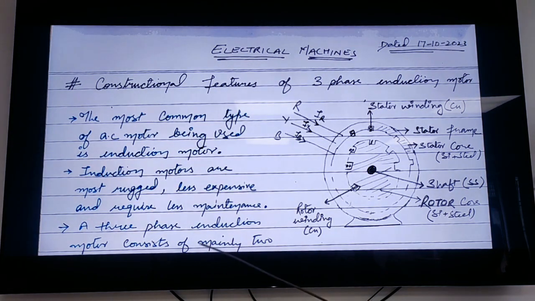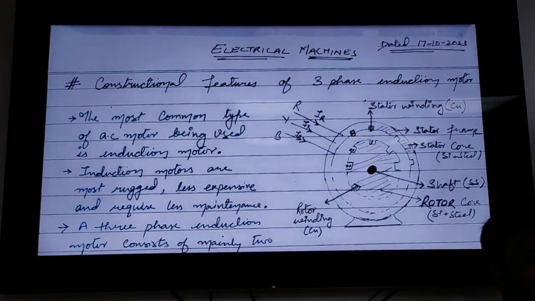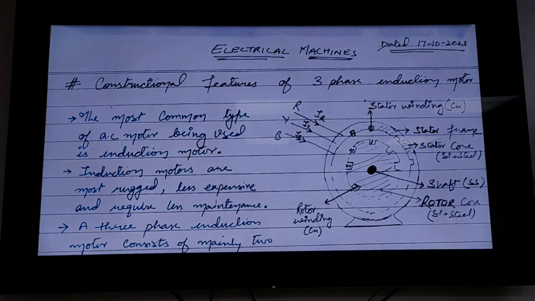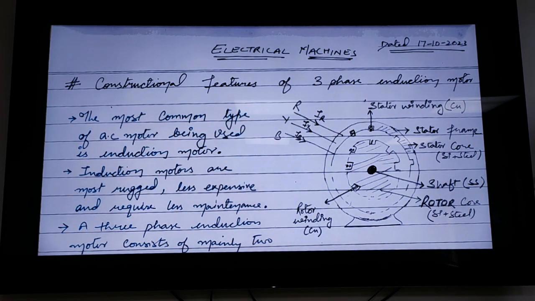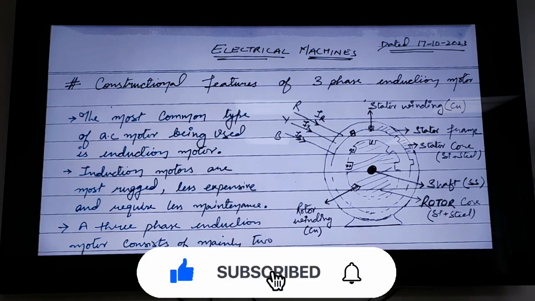A three-phase induction motor mainly consists of two parts. One is the stator and another is the rotor. Before going ahead, I will show you those parts on this particular diagram itself. Just mention it on the diagram. Now, the very first thing is the stator. Stator is the part which remains stationary, which is not moving.